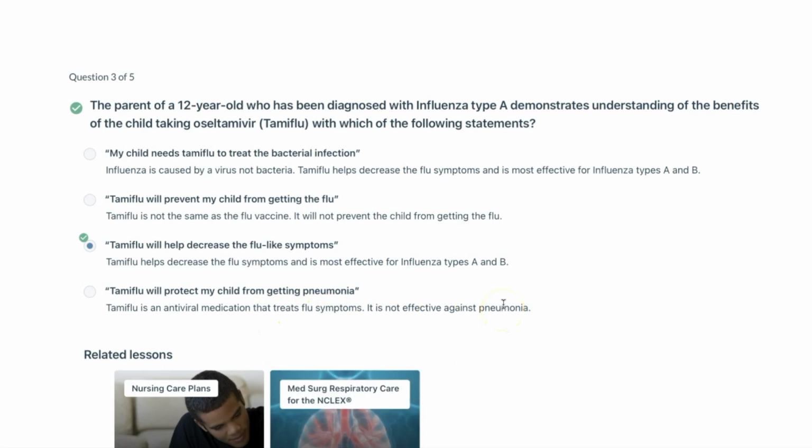Now, Tamiflu is an antiviral, so it stops viral replication. So I guess if you want to overthink this in an indirect way, it prevents the child from getting even more sick. And there is viral pneumonia too. But the best answer was Tamiflu will help decrease the flu-like symptoms.